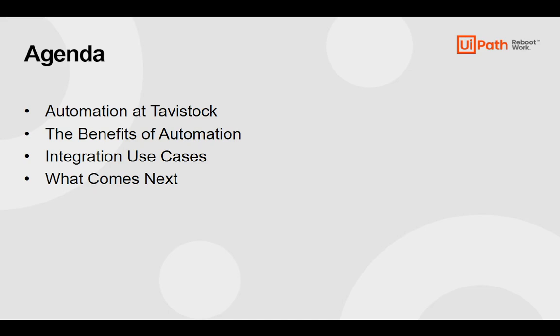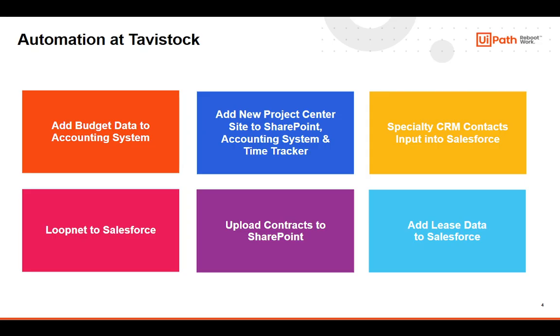So let's jump in. As you can see, here's the agenda. We're going to walk through what Tavistock is doing for automation, the benefits they're seeing, specific use cases, and then talk about the future. So let's jump right in. So, John, tell us a little bit about Tavistock, the automations you've been building. How'd you begin? How'd you get started? What sort of projects are you up and away with?